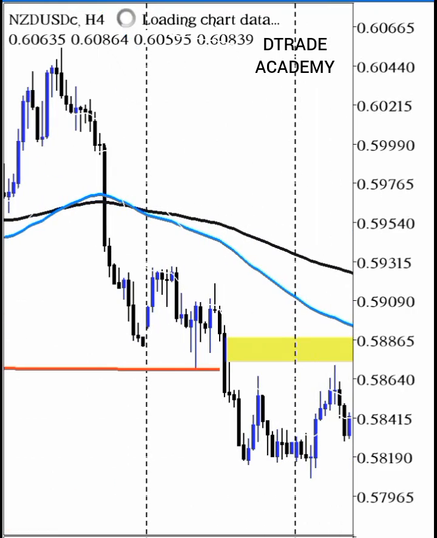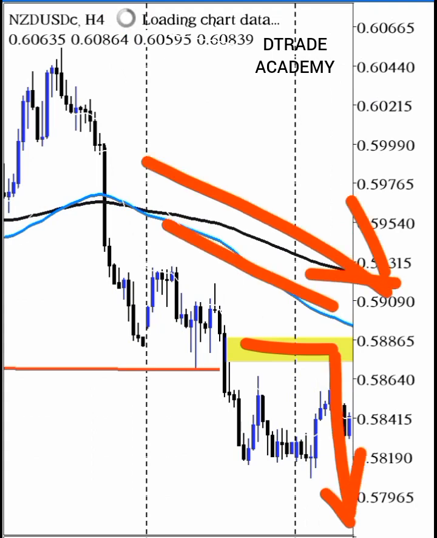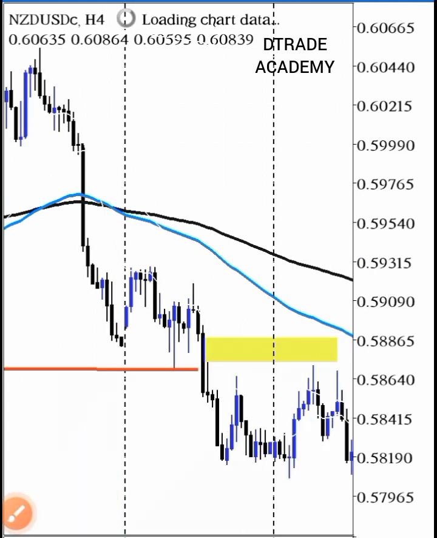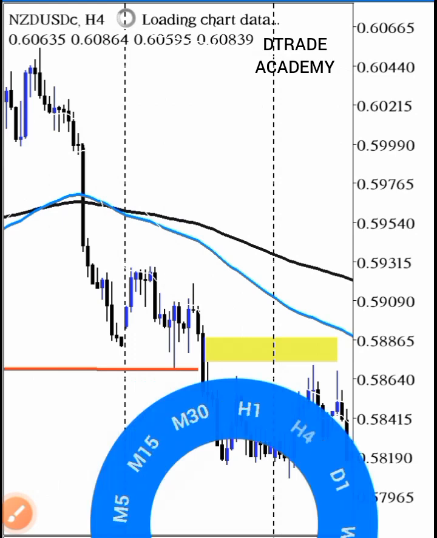So once price has filled up the imbalance, that is where we pick our sell trade. You know, the moving average is going down, so that means we should look more into selling. So that is where you pick your sell trade. Then you mark the next structure. Once we have a new low, always mark your new low.